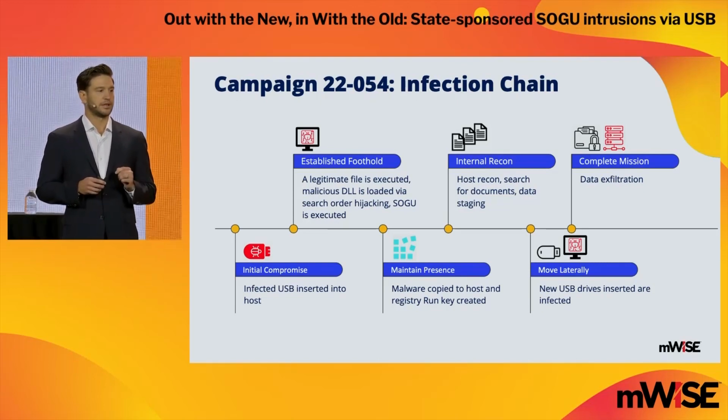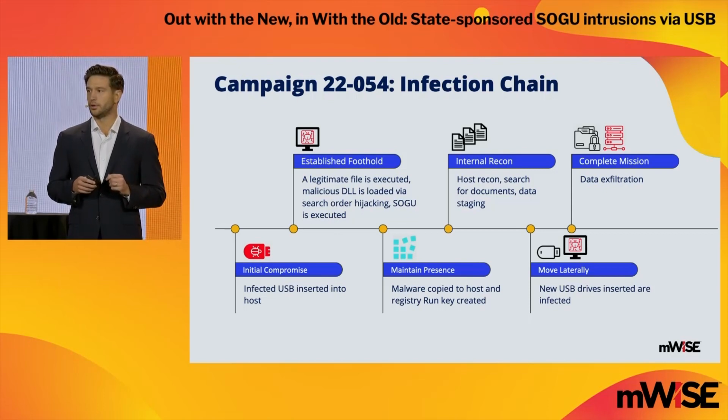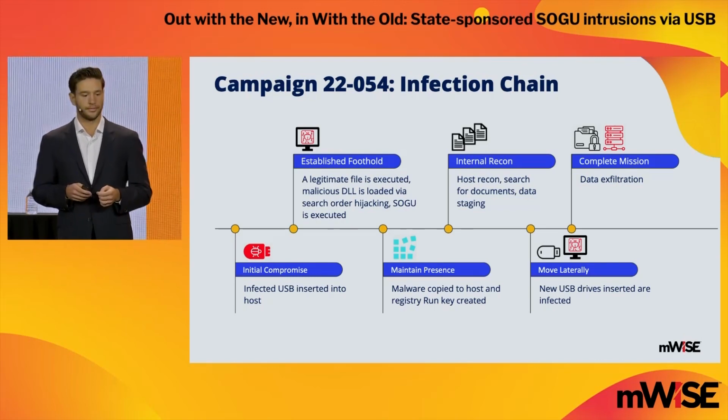Now that we've covered the infection chain at a high level, I'll pass it over to Ray, who will introduce the SOGU malware family and then dive deep into the 3 SOGU variants UNC53 used in this campaign.